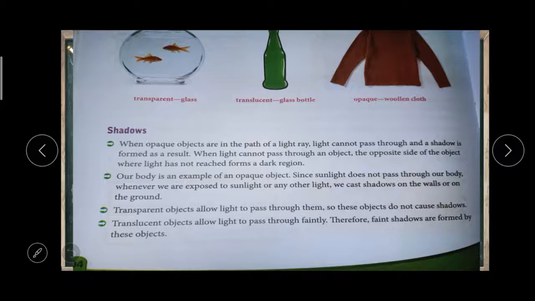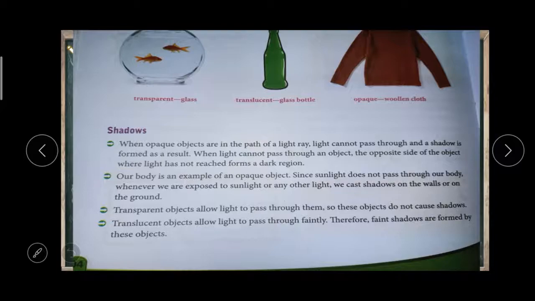Okay, so a transparent object always allows the light to pass through, hence no shadows are formed. But in a translucent object, only a little amount of light can pass through. A small shadow means we can't define that object. The object is there, we can't define it, but we can see a little shadow and say that something is there. Okay, so in an opaque object, a proper shadow will be formed.